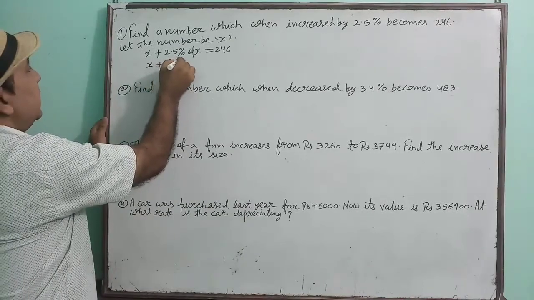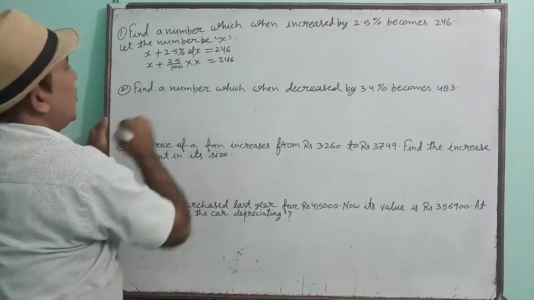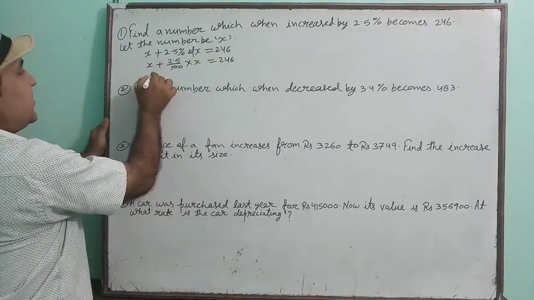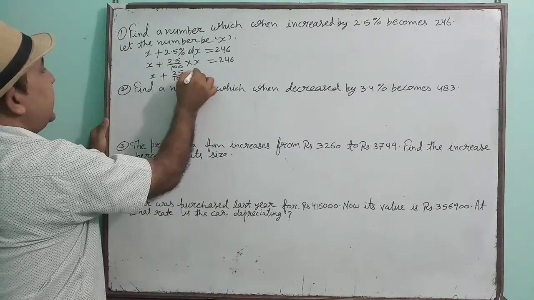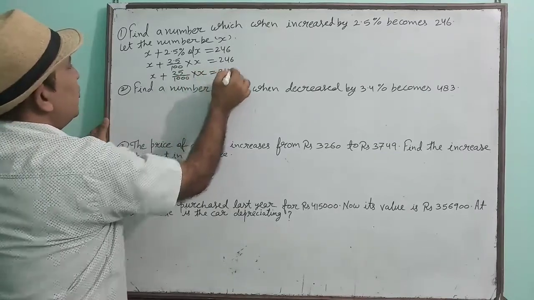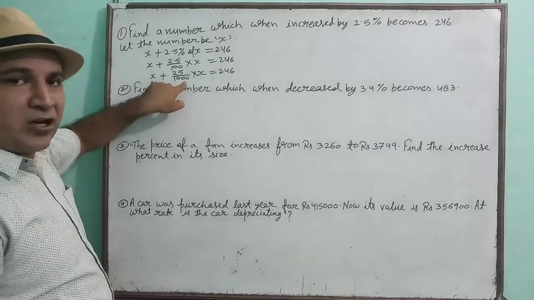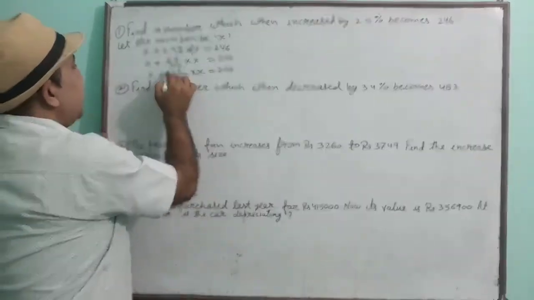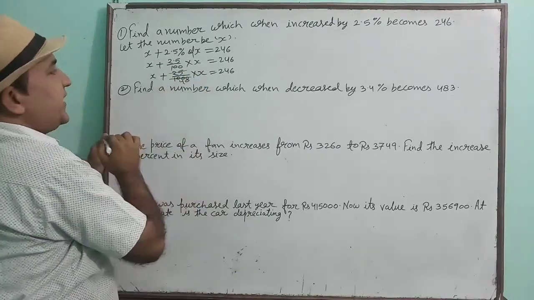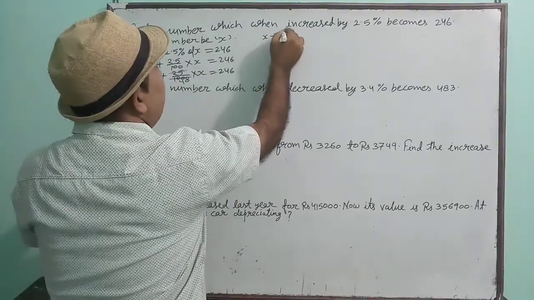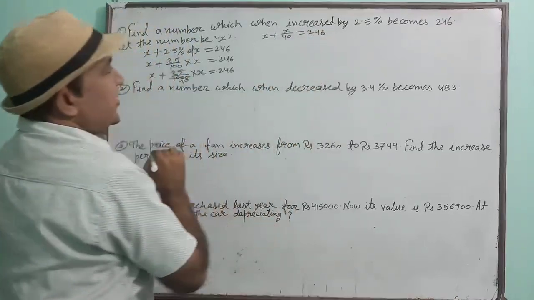x plus 2.5 upon 100 into x is equal to 246. Remove this decimal. x plus 25 upon 1000 into x is equal to 246. When decimal is removed from numerator, 10 is increased in denominator. Now see, 25 can divide 1000 by 40 times. That means you have x plus x upon 40 is equal to 246.